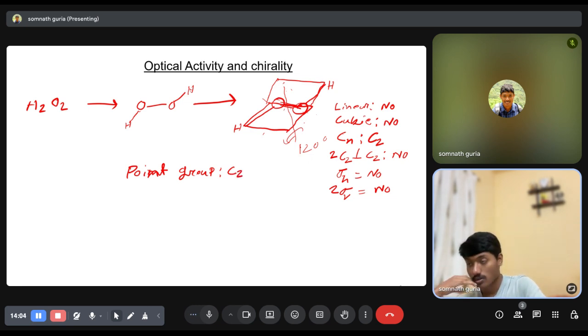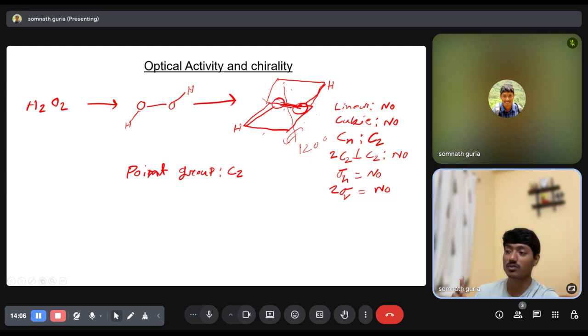Now the question is, if my molecule is under the C2 point group, there should be a chance of optical activity. That's why we talk about that: the molecules having only the Cn axis, with no other symmetry element present. So that means there is a chance of optical activity, but my hydrogen peroxide molecule is not optically active.